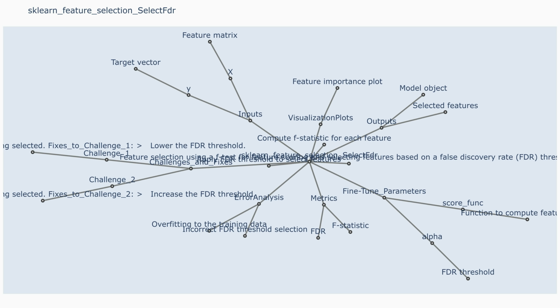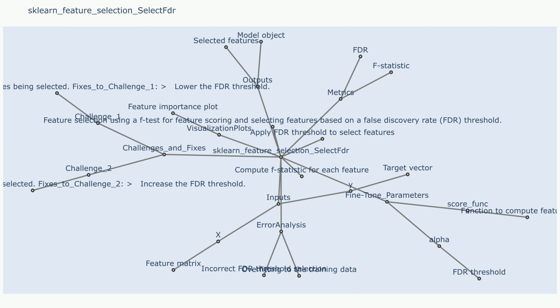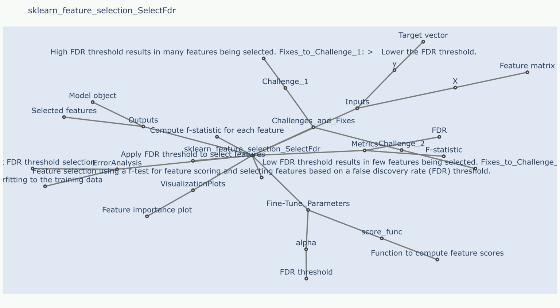sklearn feature_selection SelectFdr. Description. Select features according to the p-value threshold using f_classif for classification or f_regression for regression. This feature selection algorithm is based on the false discovery rate (FDR) approach. It controls the expected proportion of falsely rejected null hypotheses, features that are not informative. It uses the Benjamini-Hochberg procedure to correct for multiple comparisons.